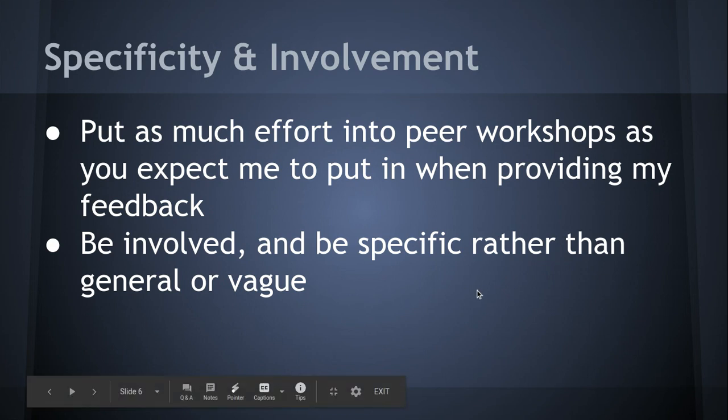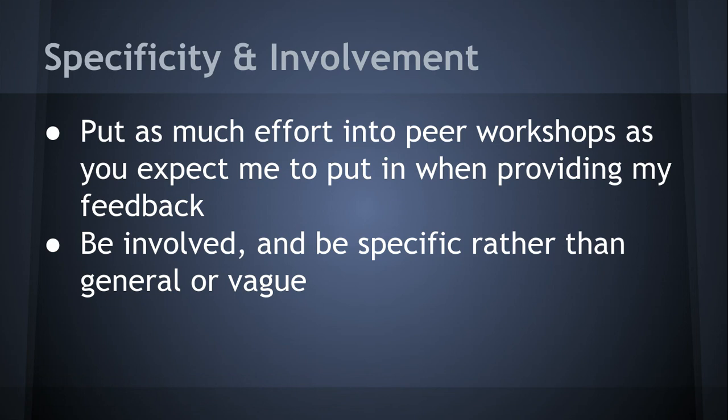So the idea here is that we want to put in as much effort into our peer workshops as you would expect for me to put in when I'm providing my feedback. So remember that I do have literally hundreds of students, and I take the time to read each essay individually and give you guys that written feedback. Because in my experience, it's been really helpful for my students to know that, yes, I read the whole thing, and yes, I give you individual feedback about what's going well and what I would like you to improve on.